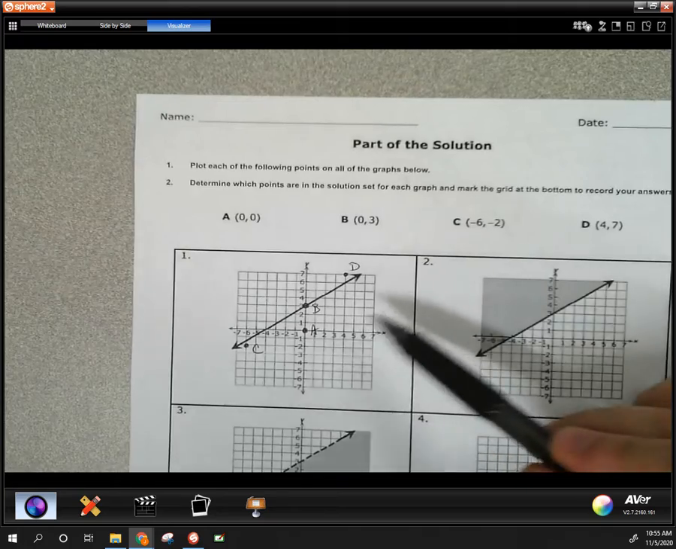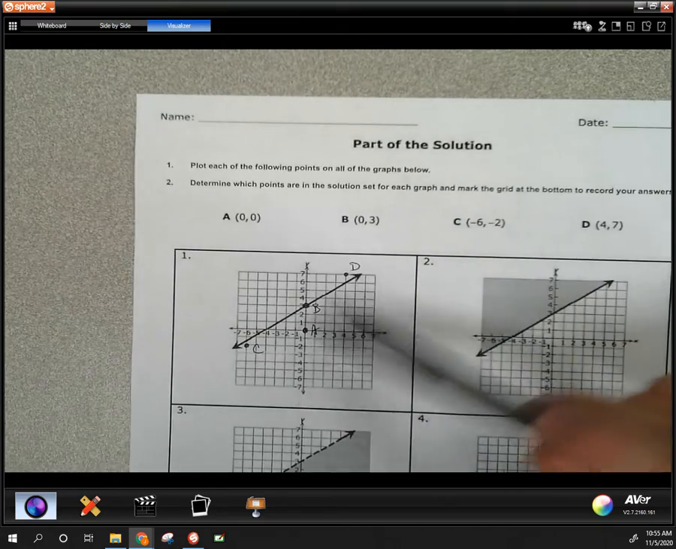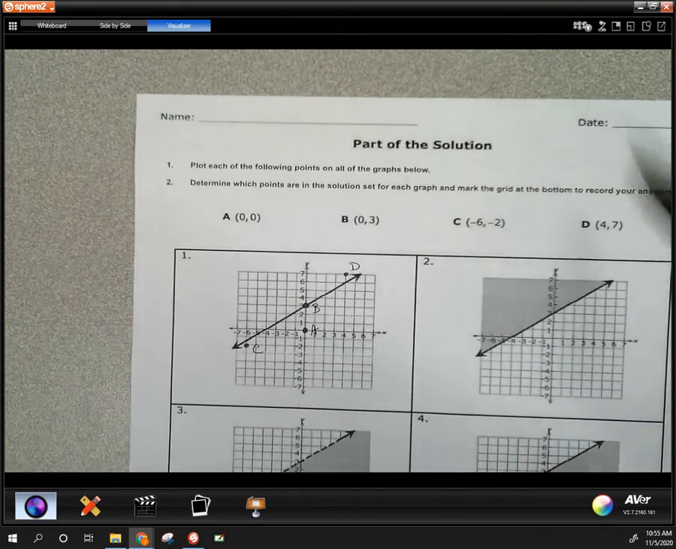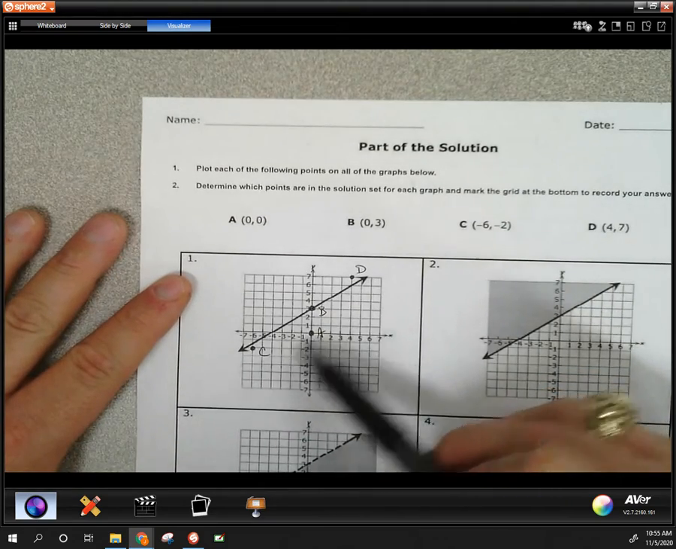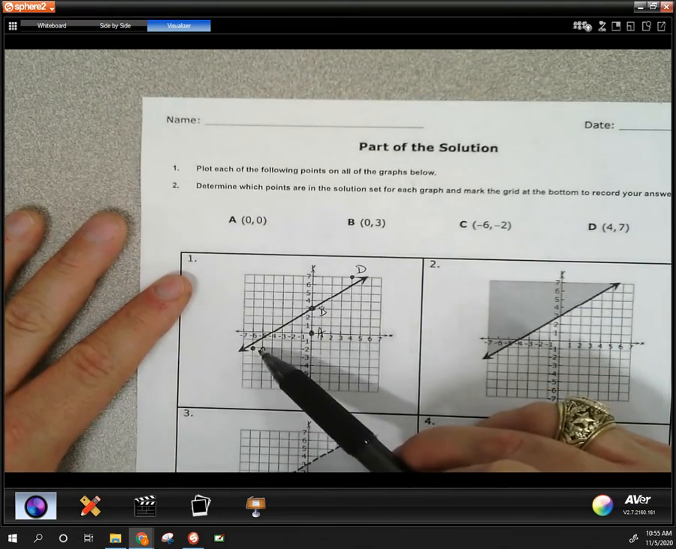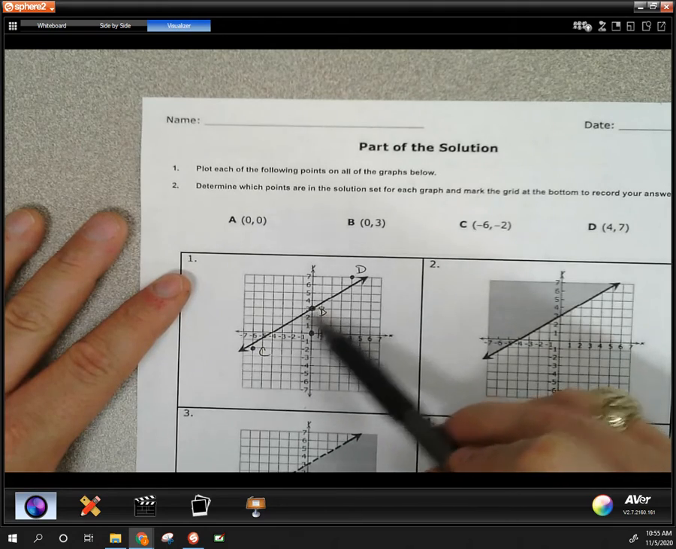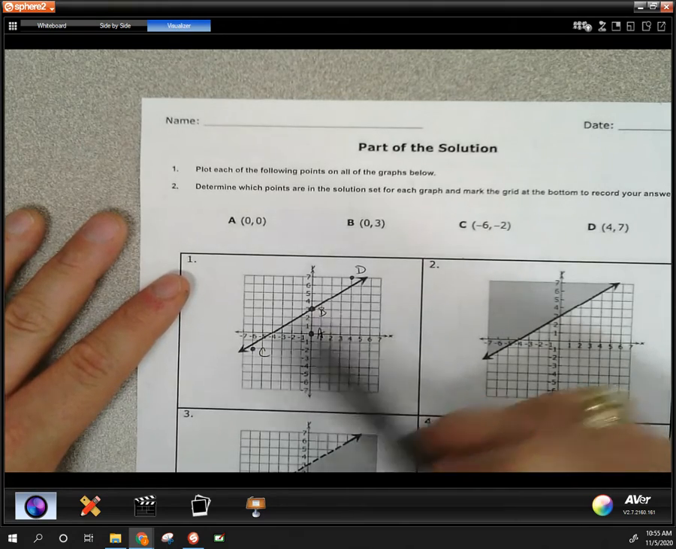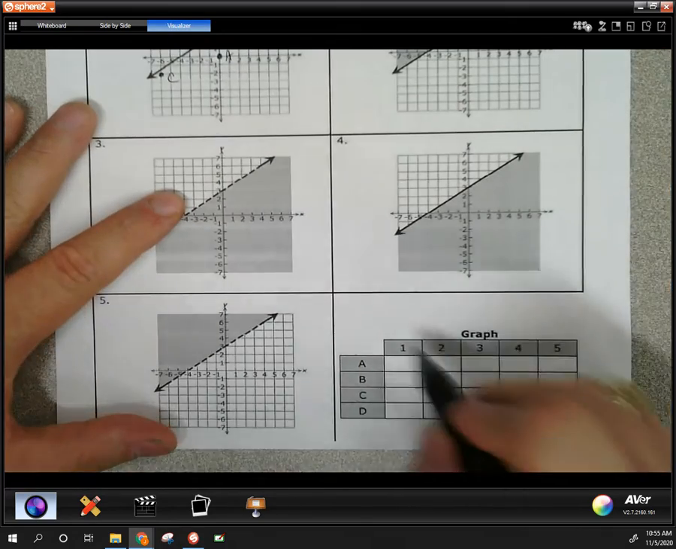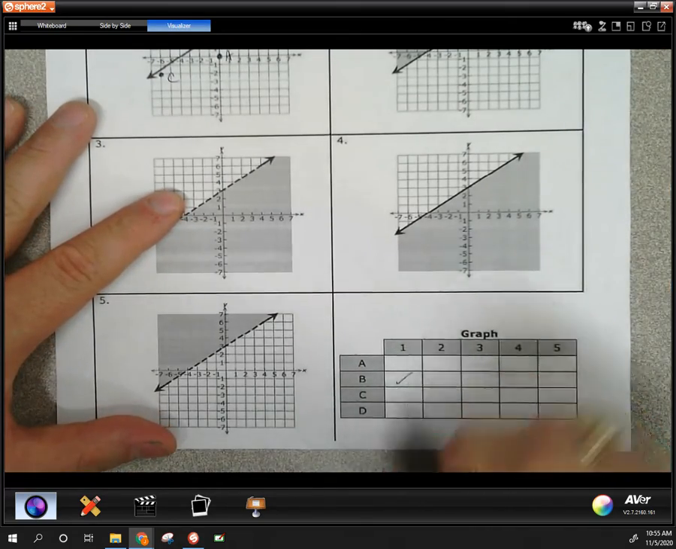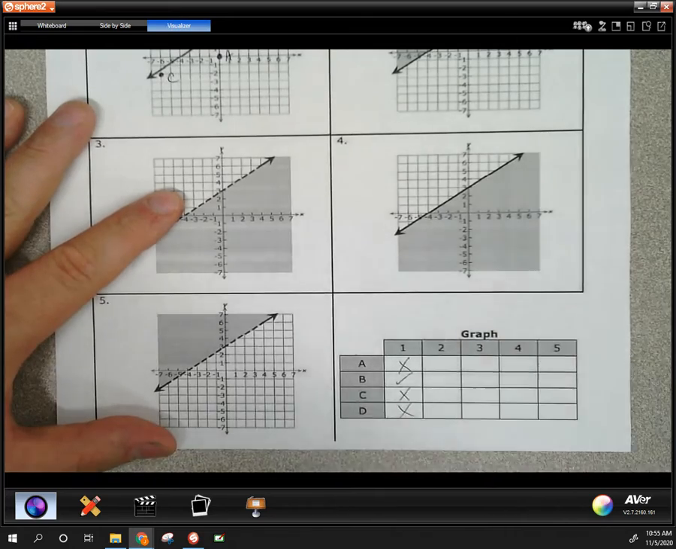Now, on equations, everything has to be equal to that line. It has to be on the line to be a solution. So B is the only point on the line. D is off, A is off, C is barely off, but it's still off. So B is the only one here that is a solution to this graph. Okay, so you come down here to the grid. For number 1, B was a solution. A, C, and D were not.